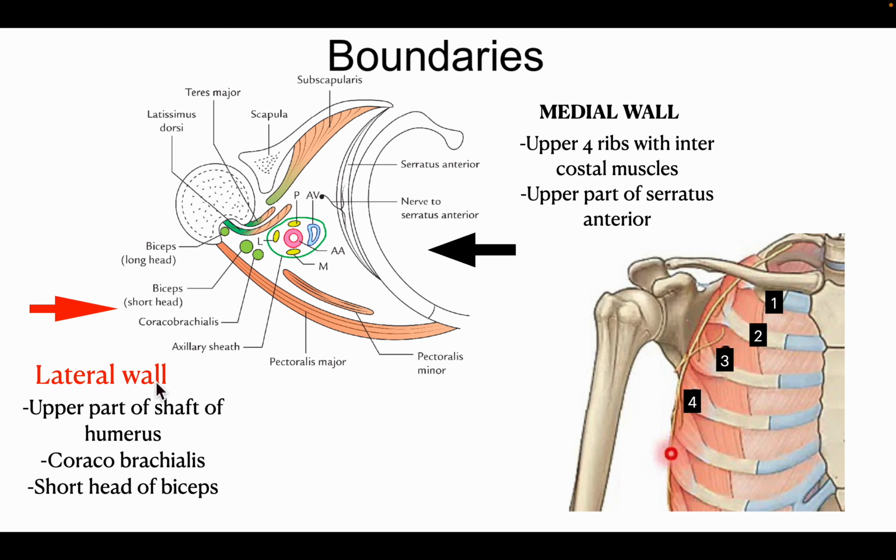The lateral wall is formed by the upper part of the shaft of the humerus, and we have two muscles known as the coracobrachialis and the short head of the biceps. So all these three structures form the lateral wall of the axilla. You can see here in the diagram, this is the humerus bone, and this is the shaft of the humerus. Above we have the coracoid process. From the coracoid process the two muscles originate, the coracobrachialis and the short head of the biceps. That's why we can say this is forming the lateral wall of the axilla.